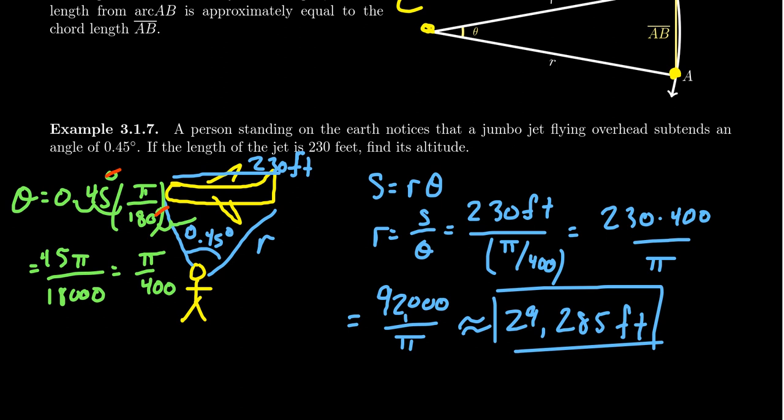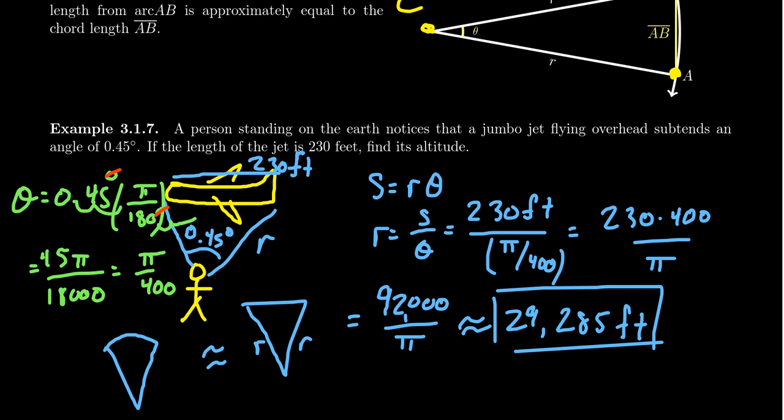Or in this case, we used arc length to approximate the altitude of this plane, where really we had a triangle. It was really an isosceles triangle, but we approximated it. It's approximately the same thing as the sector of a circle. So we're basically saying that a triangle is almost a pizza slice when the radius is very, very big.